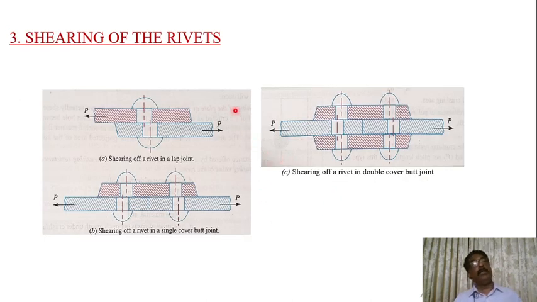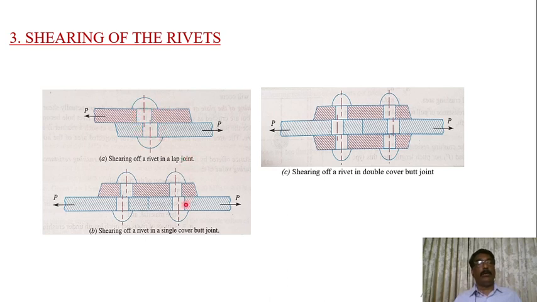Now the third type of failure is shearing of the rivets. Now you can see there are three sketches. The first one is a lap joint. You know that in the last session we studied that in a lap joint, two plates are overlapping each other. You can see this is one of the plates and this is another plate overlapping, and this is the riveting, and this is the load acting through the two plates. Now, whenever it is subject to an external force like this, there will be chances of shearing of the rivet across this particular cross section. So that means this rivet will be under a single shear.